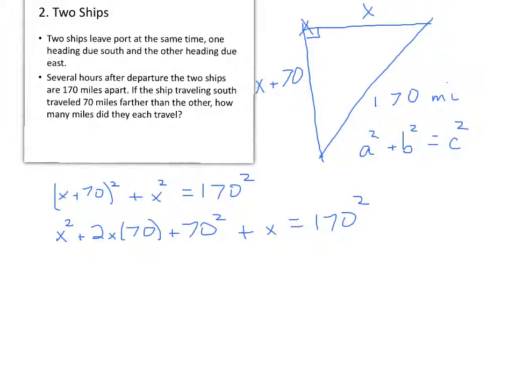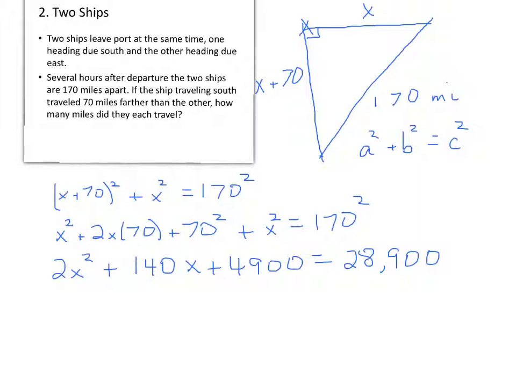So simplifying further, we have 2x squared plus 140x, and then plus 70 squared, which is 4,900, and 170 squared is 28,900.